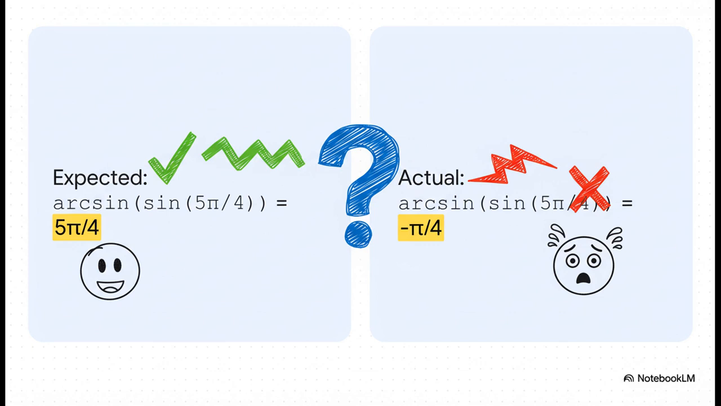We expect arcsine of 5 pi over 4 to be, well, 5 pi over 4. Simple. But if you punch that into your calculator, it spits out negative pi over 4. Whoa! That is not even in the same ballpark. So what on earth is going on here? To solve this little mystery, we need to go and check the official rulebook.